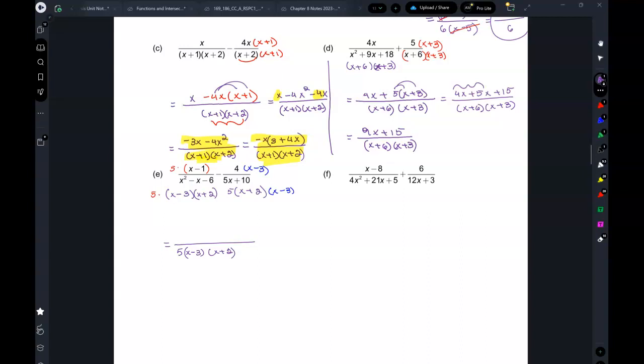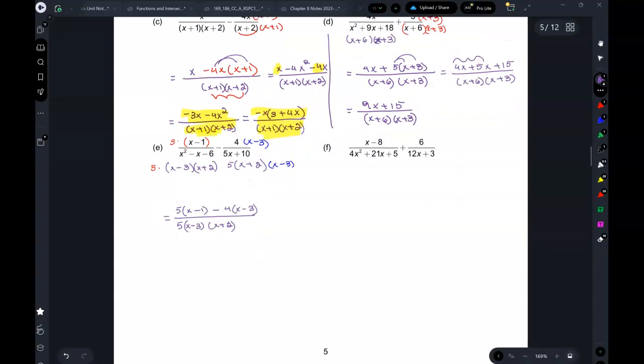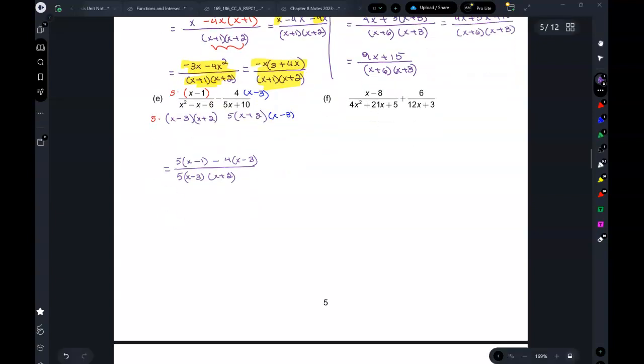Let's do this. Okay, so what do I have? 5 times x minus 1, minus 4 times x minus 3. Can I just stop here and comment on how important it is for you to have proper bookkeeping? To be neat and ordered so you don't lose track of these terms, because it's a lot of things to keep track of, but it's okay. We can do it. Let's distribute.